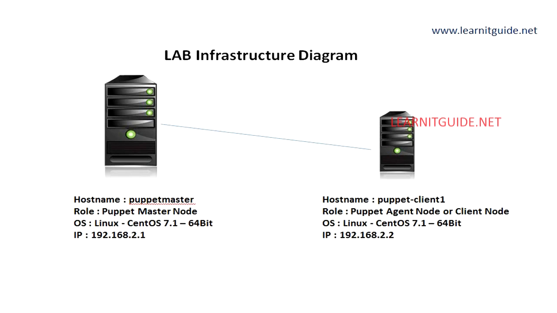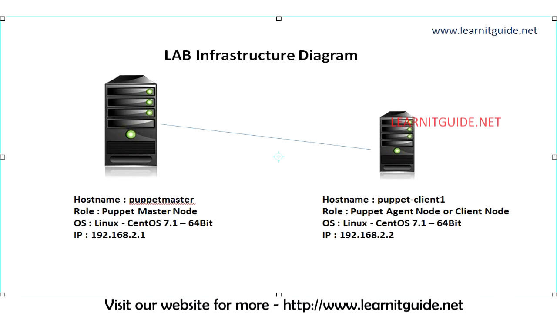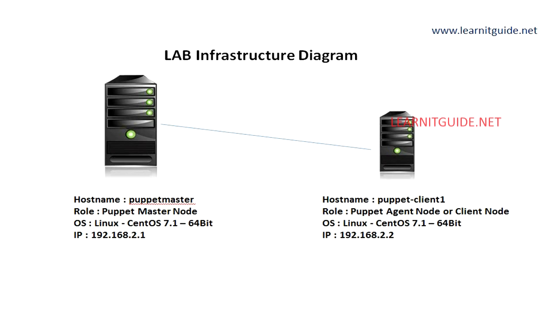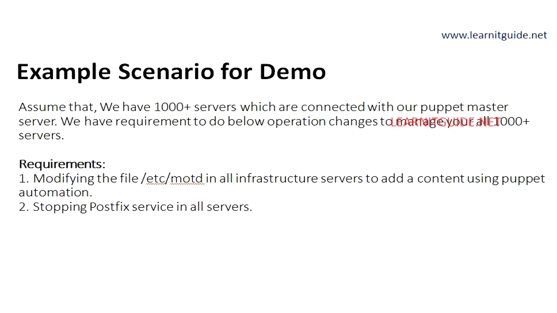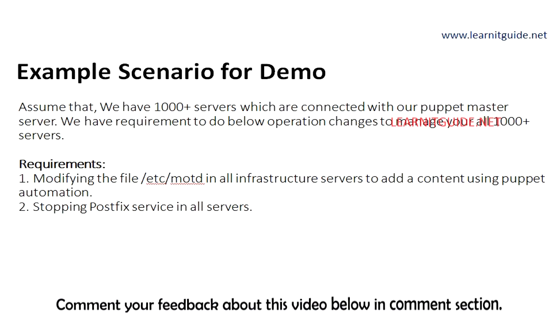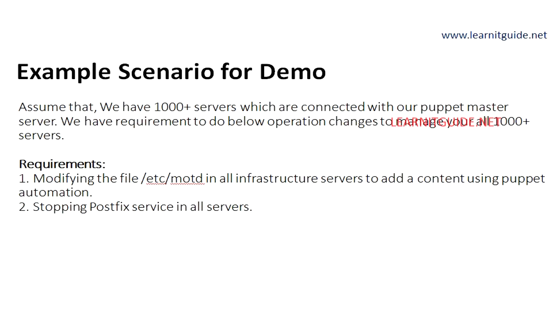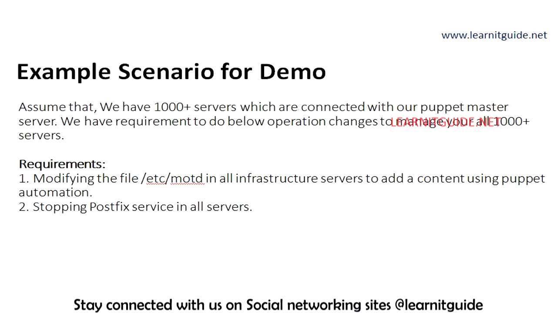So this is my lab diagram on which I am going to show you this demo. Currently I have two nodes, one is my Puppet master and the other one is my Puppet client. But let's take an example scenario that we have 1000+ servers connected to our Puppet master server, and we have a requirement to do some operation changes to manage all 1000 servers.